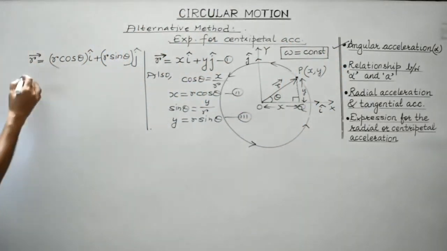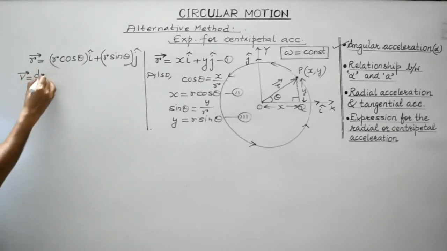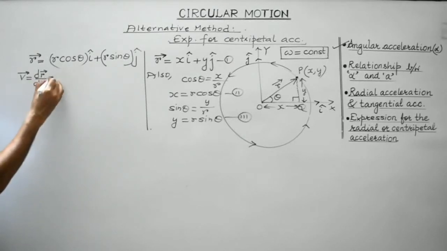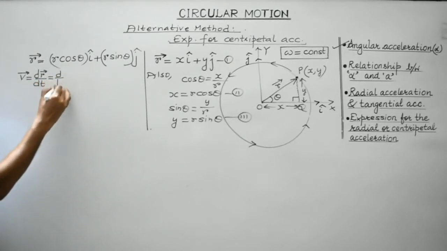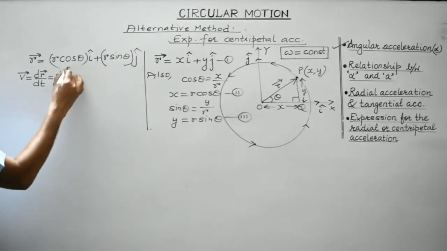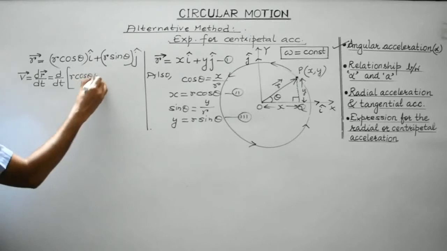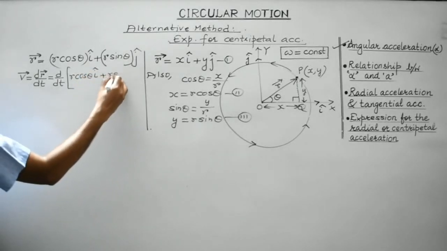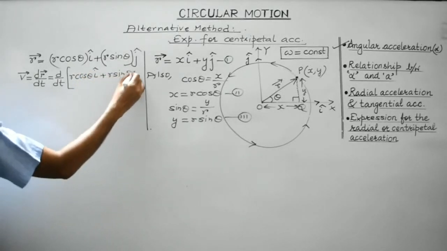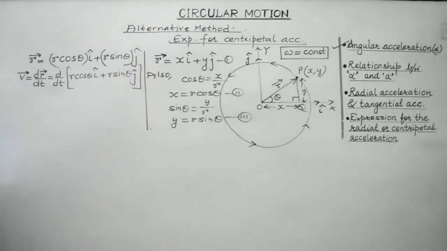Okay. What about the linear velocity then? It is given by differentiation of displacement with respect to time. So let's solve it. It will be d by dt of this entire term, r cos theta i cap plus r sin theta j cap. Right? We can easily evaluate it.